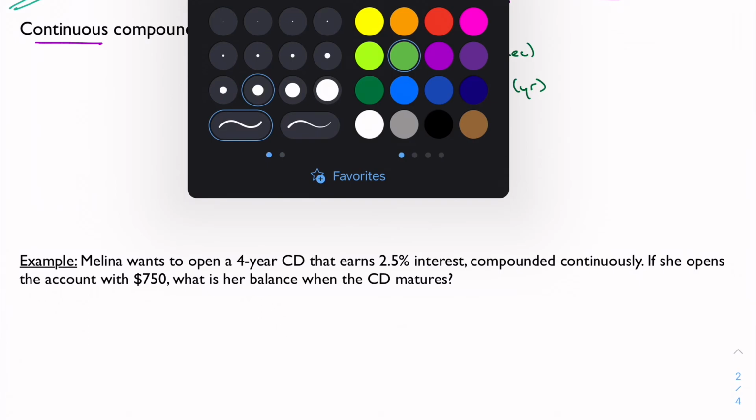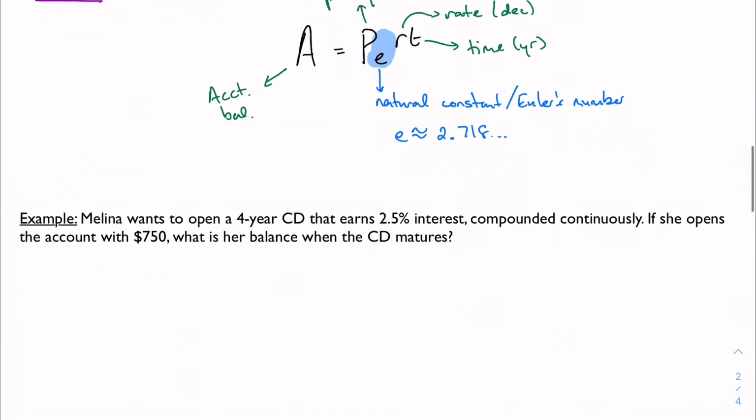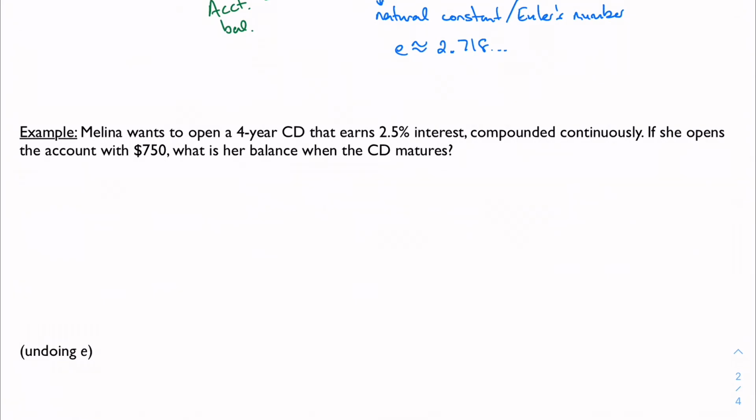But this e is new, and it's a number. It's not a variable. It's sometimes called the natural constant, or Euler's number, after the mathematician that discovered it. It's just like pi, an irrational, non-terminating number, approximately equal to 2.718. Again, we'll talk more about how it all works later, but for now, let's just work with the formula.